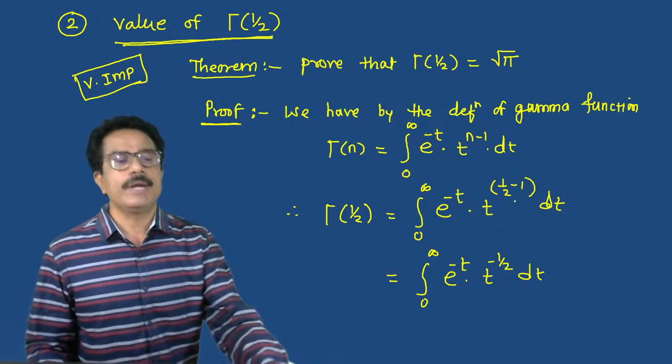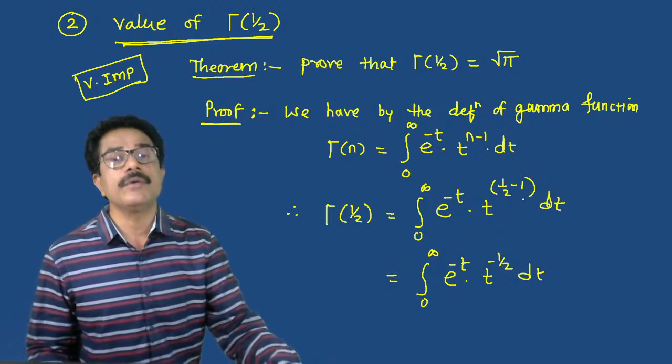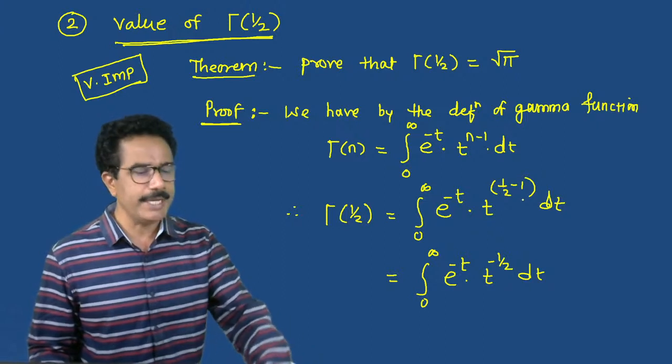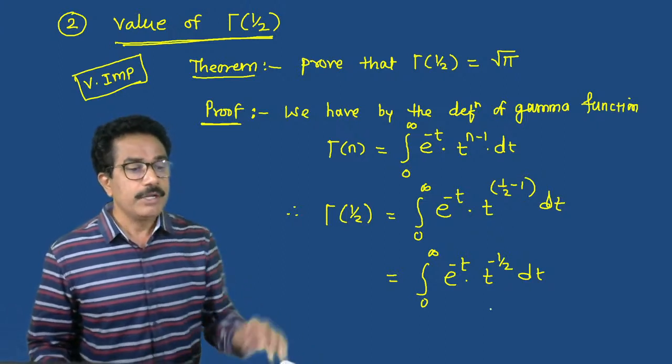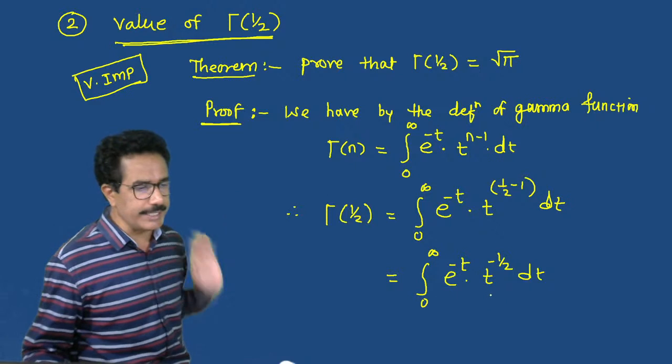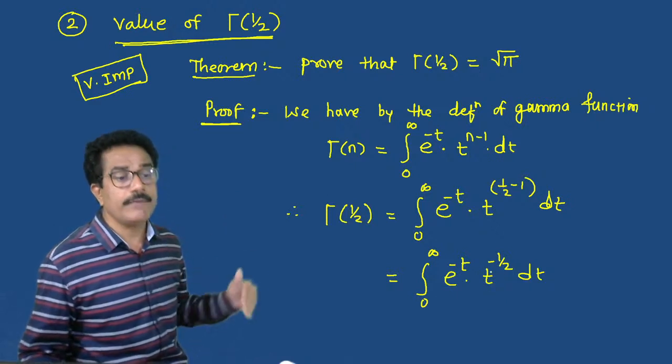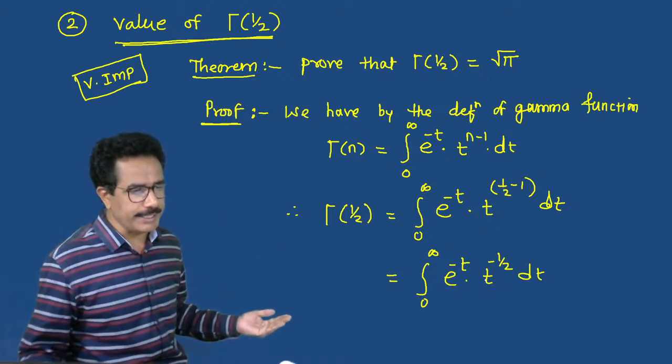Is it okay? 1 by 2 minus 1 gives minus 1 by 2, student. Now our aim is to solve this integration. Our aim is to solve this integration.